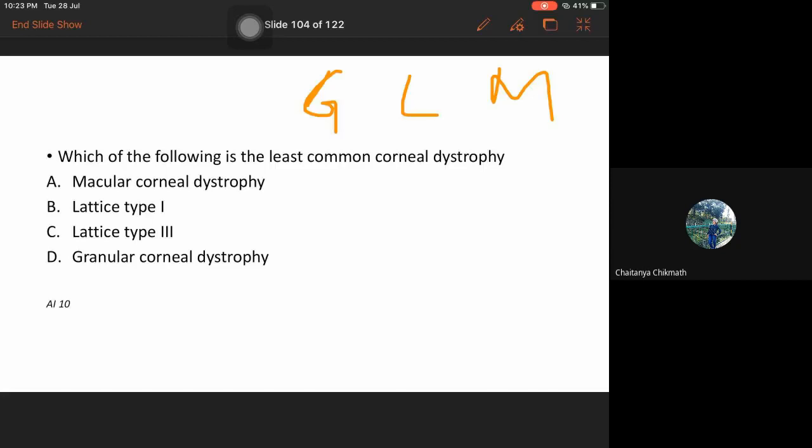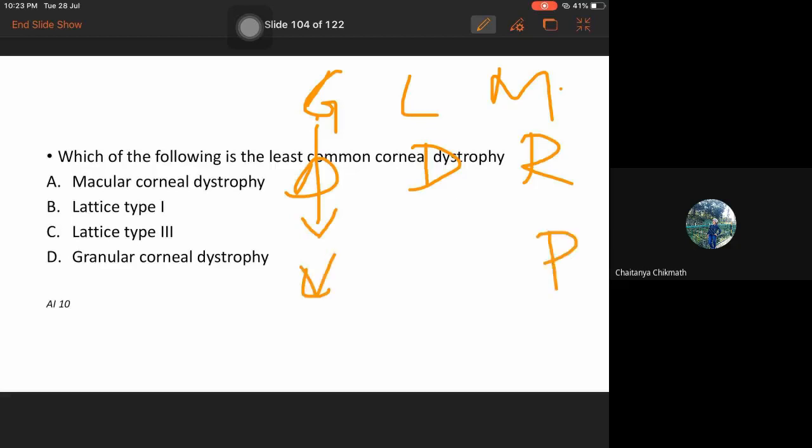At least from your perspective, if you want to remember, this is the simple way. Granular is autosomal dominant. Lattice is also autosomal dominant. Macular is autosomal recessive. Most common type, least common type. Vision is very good here, and vision is poor here. This is how you can remember, at least from your side. So the option here is granular corneal dystrophy.